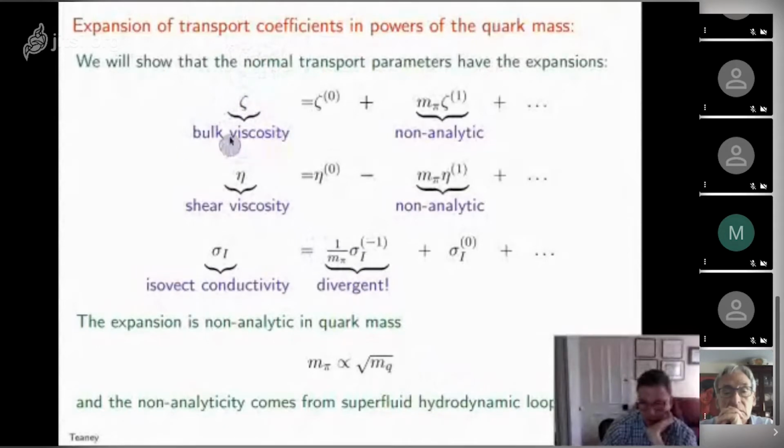So if I look at the bulk viscosity, there will be a piece which is independent of the pion mass. Then there'll be a correction due to the fluid modes, which go like n pi. Okay, and we're going to work out exactly this correction. Similarly, if I look at the shear viscosity, the shear viscosity will have a piece which is independent of the pion mass. Then it will actually have a negative correction, due to the pion.